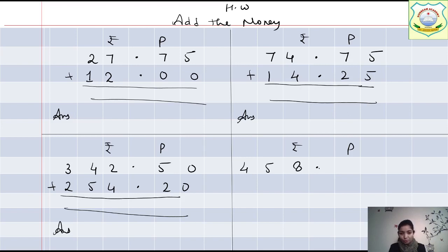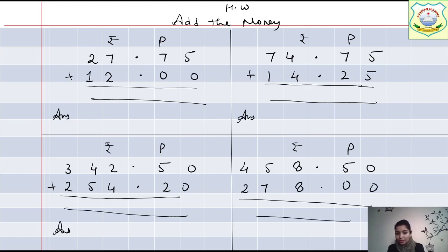458 rupees 50 paise. Add 278 rupees in this. So now you have to add this and write the answer. So this is your homework. Now after doing this classwork and homework in the notebook, you have to do the book work. Page number 158. Everyone open page 158.